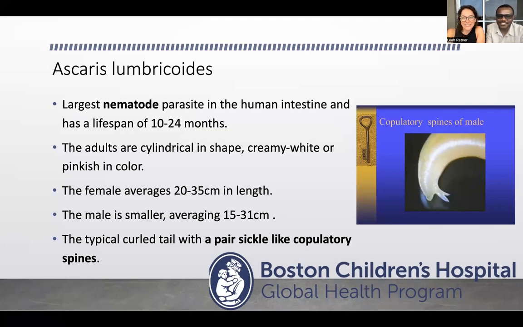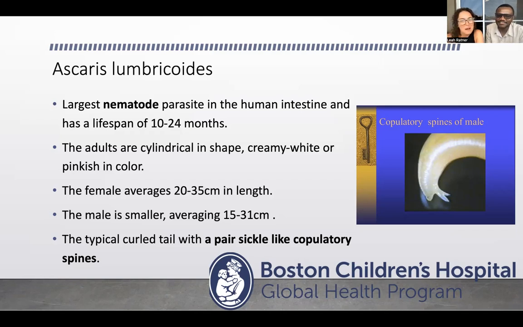So this is the Ascaris lumbricoides. It's the largest nematode parasite in the human intestine, having a lifespan of up to 2 years. The adults are cylindrical in shape, usually white in color. Females are larger than the males, and you can see the curled tail and the spicule-like copulatory spine, which is very typical of the males. Of course, unless you have another one to compare, you wouldn't know which one is smaller. So that is what would give it away.